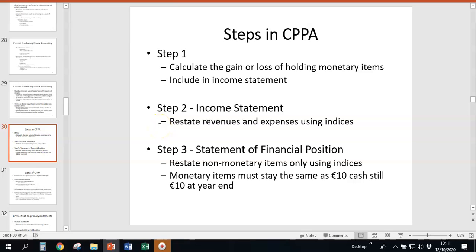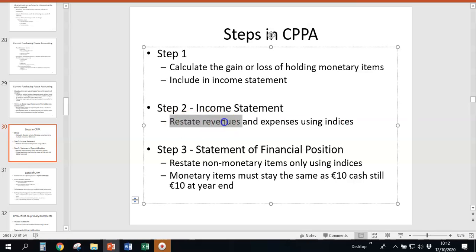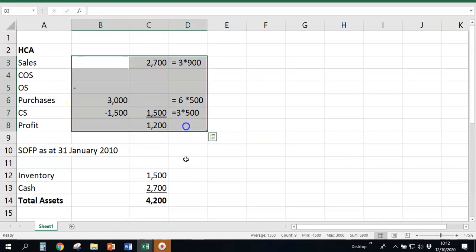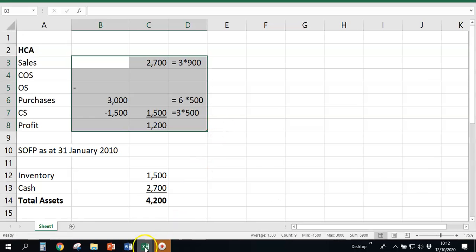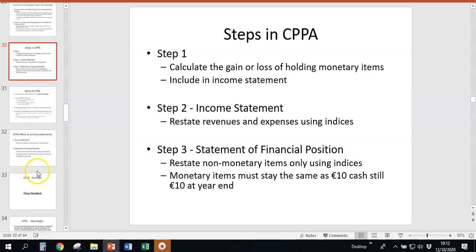So the steps, the first one is calculate the gain or loss of holding monetary items, and you include that in the income statement. You then do the income statement and you restate revenue and expenses. So all those items that we had in here as historical cost, they have to be restated based on the price indices, the general price index where it goes. So there's a bit of work there. There are adjustments involved. And then you restate the statement of financial position. Right, so there is a good lot of work to do there.